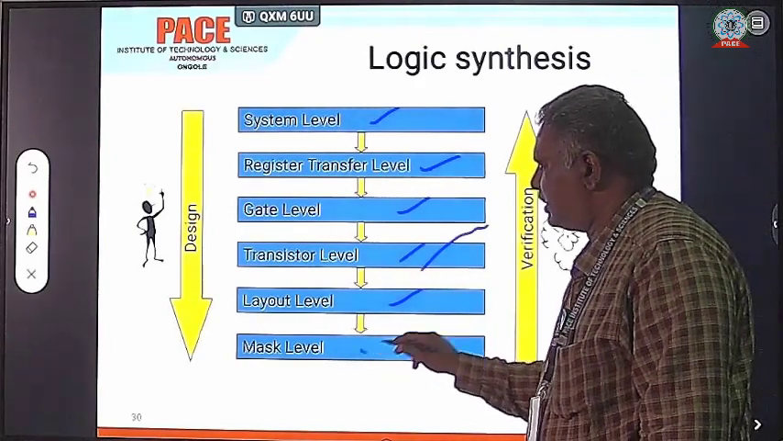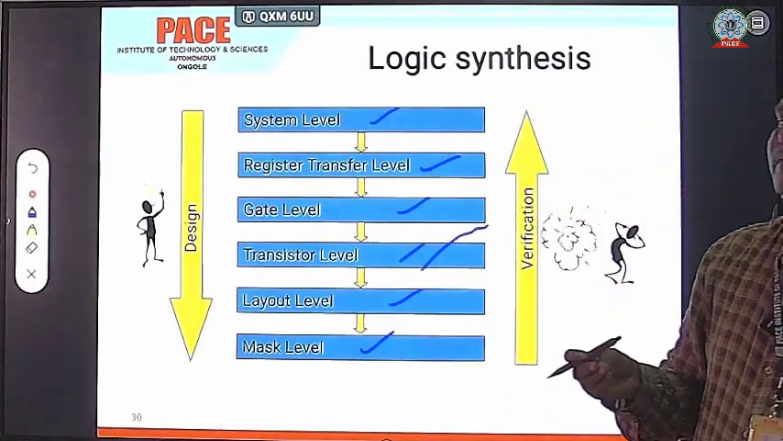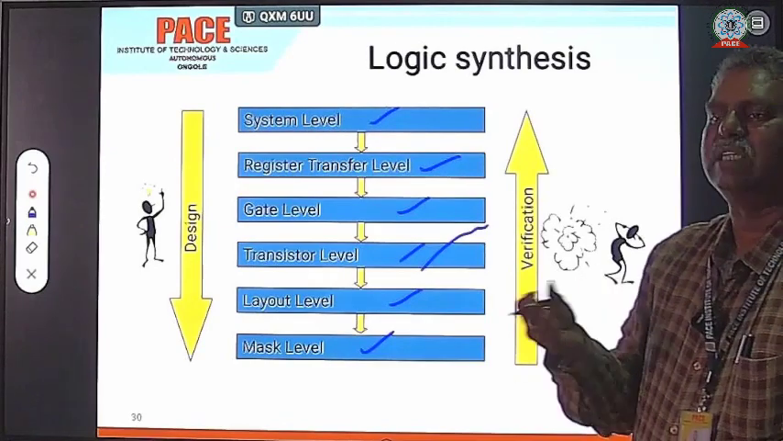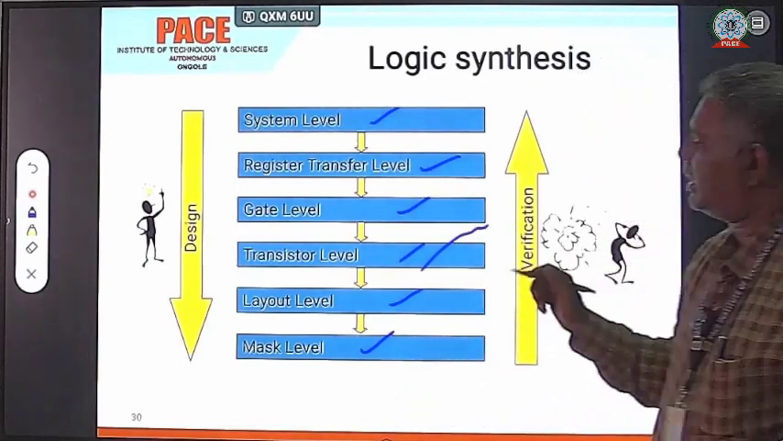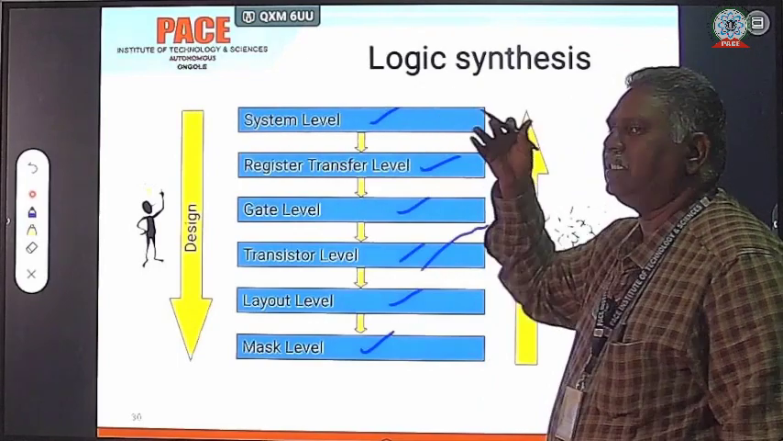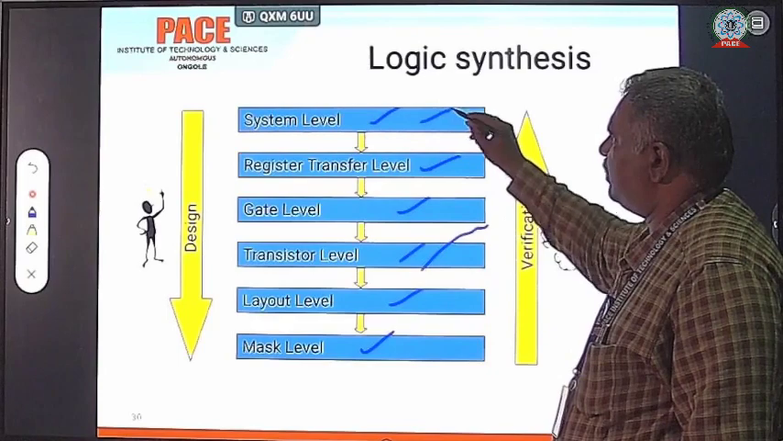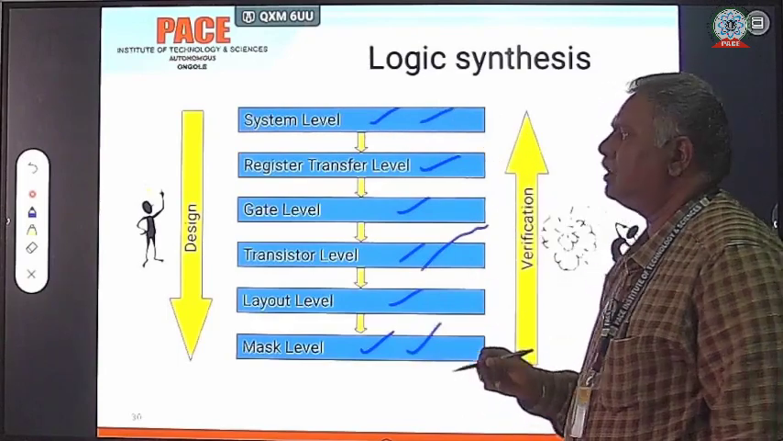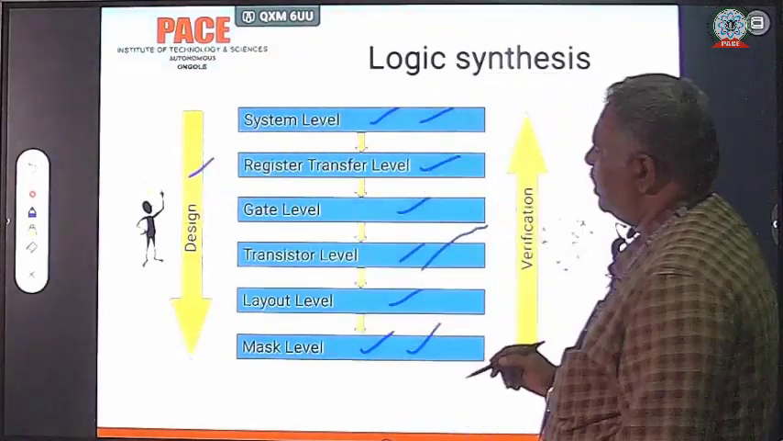In the mask level, as we already studied, we prepare the mask: N-mask fabrication, P-mask fabrication. So these are the fabrication levels. Finally, how a chip is designed: it starts with the system level and ends with the mask level. This is called the design process, while the second one is the verification process.